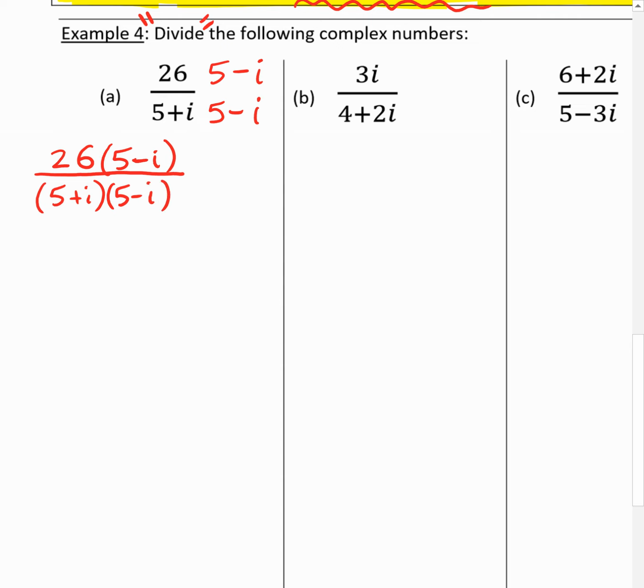So I'll just distribute in the numerator. 26 times 5 is 130. And then I have 26 times negative i, that's negative 26i. So the numerator looks good.